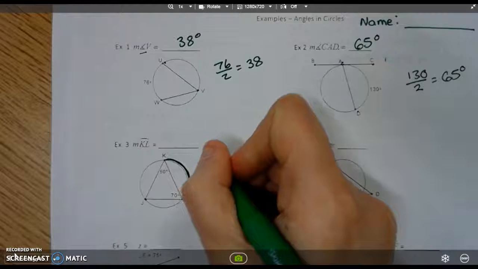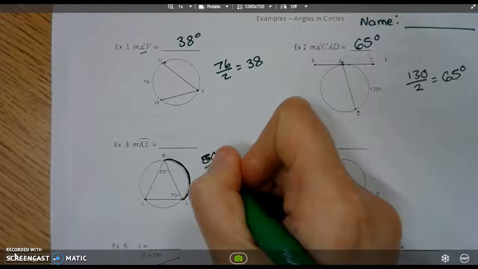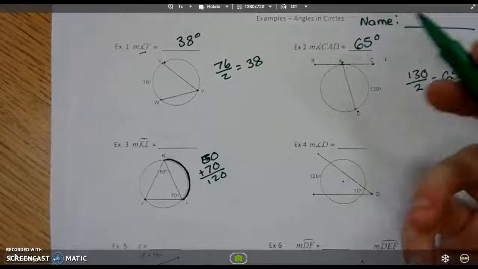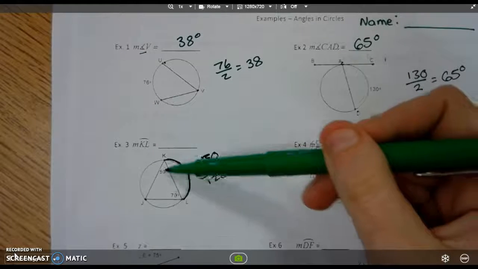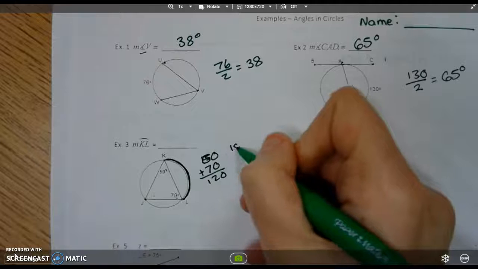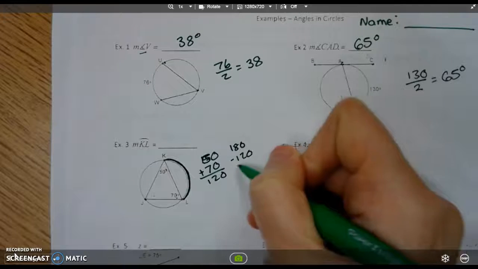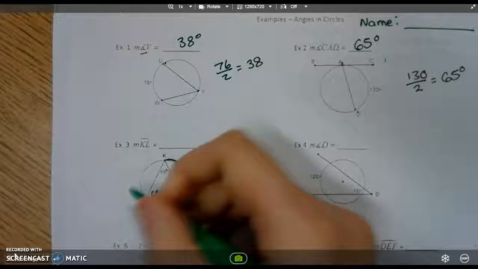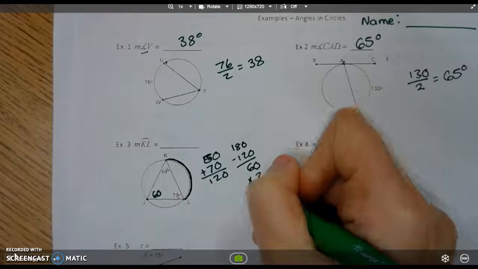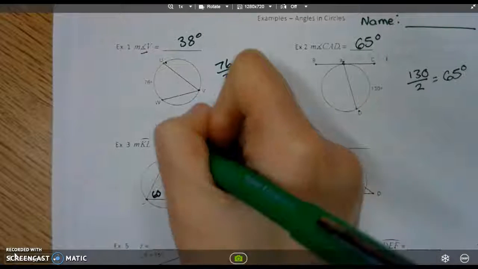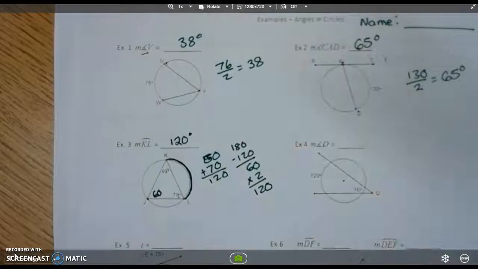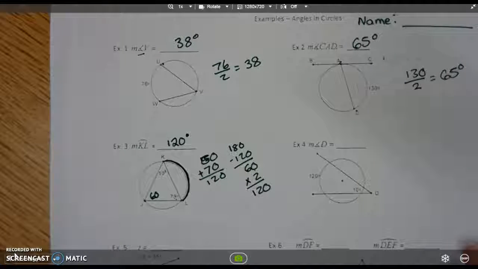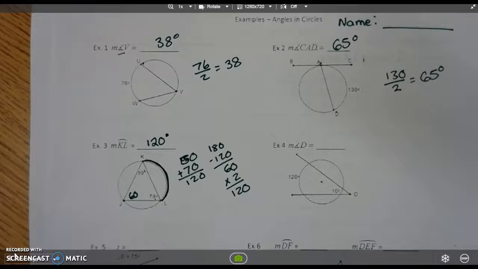So I'm going to add the other 2 together. That gives me 120. And the reason I did that is because I know the triangle sum theorem, so if I add these and subtract, I get 60, which is this angle. And then I just have to do 60 times 2 to give me the arc it opens up to. So that was 1, 2, and 3. All of them are pretty much what we've been doing.